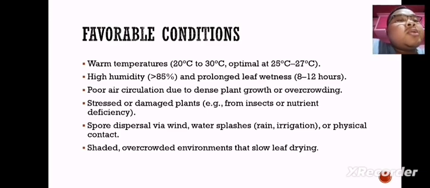Poor air circulation due to dense plant growth or overcrowding. So we need to avoid overcrowding. Stress or damaged plants, for example, from insects or nutrient deficiency. So, kailangan natin i-avoid ma-stress yung mga milkweeds. Spore dispersal via wind, water splashes like rain, irrigation or physical contact. Shaded, overcrowded environments, yung mga madidilim na lugar that can slow leaf drying.